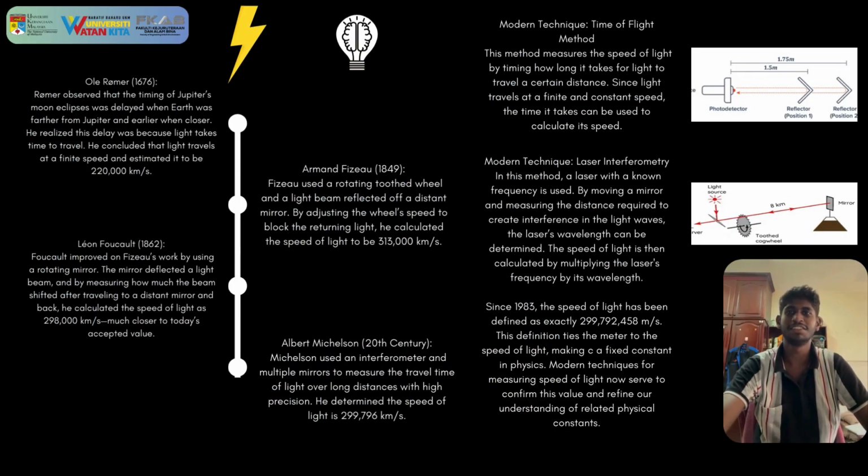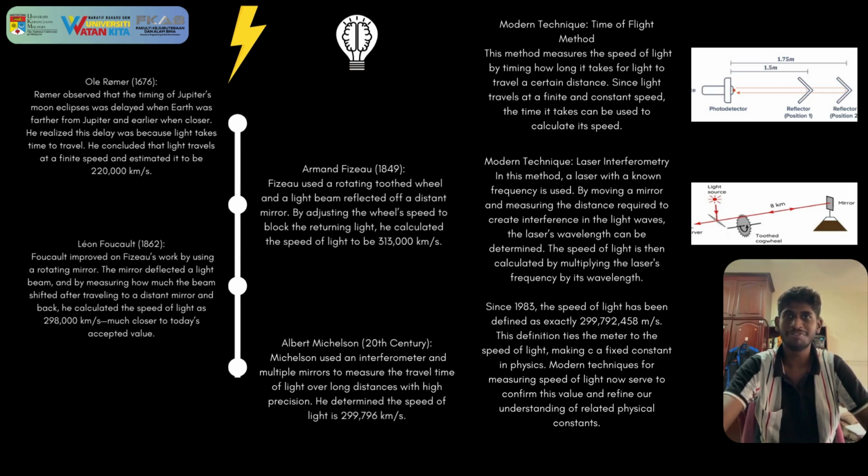Ole Romer in 1676 observed that the timing of Jupiter's moon eclipse was delayed when Earth was farther from Jupiter and earlier when closer. This delay was because light takes time to travel. He concluded that light travels at a finite speed and estimated it to be 220,000 km per second.